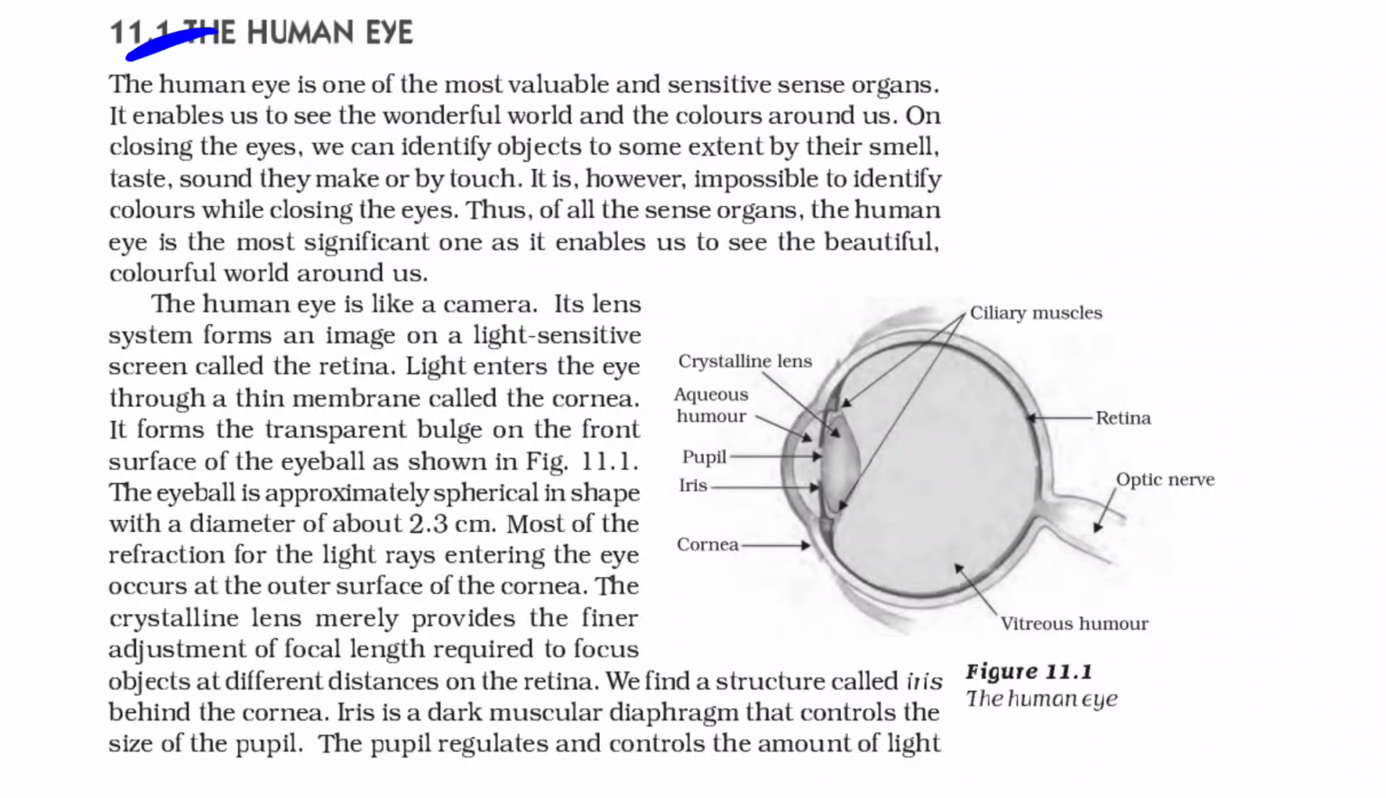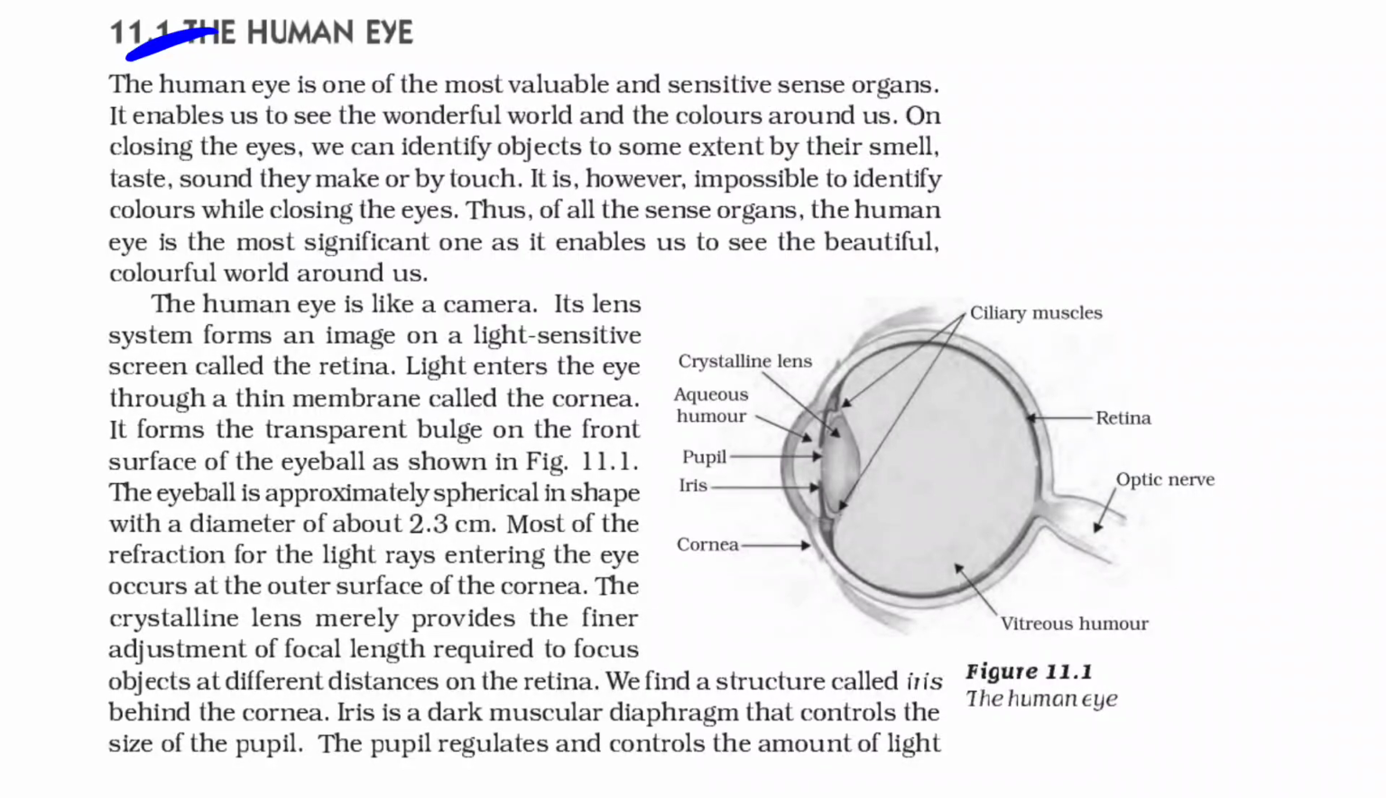The human eye. The human eye is one of the most valuable and sensitive sense organs. It enables us to see the wonderful world and the colors around us. On closing the eyes, we can identify objects to some extent by their smell, taste, sound they make or by touch. It is, however, impossible to identify colors while closing the eyes. Thus, of all the sense organs, the human eye is the most significant one as it enables us to see the beautiful, colorful world around us.